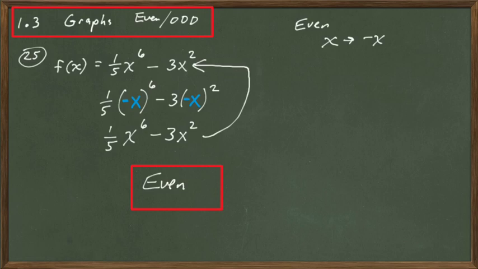Okay, this is number 25. Then we're going to look at one like 27. I see that they're not all even powers of x because this is to an odd power there. There's one even and one odd, so I doubt it's going to be even. If you don't mind, I'll check whether or not it's odd.